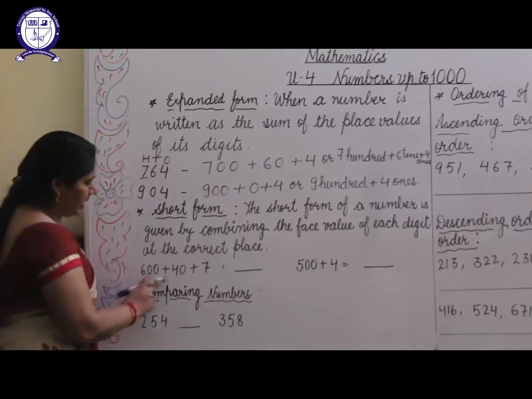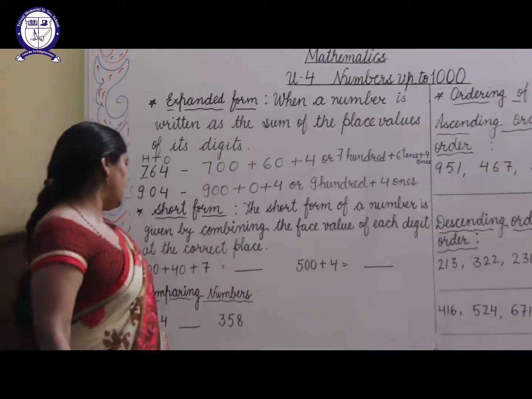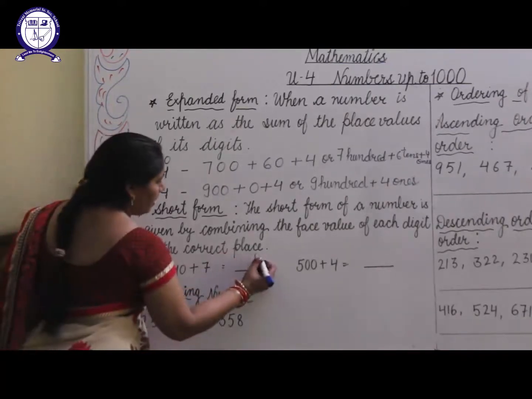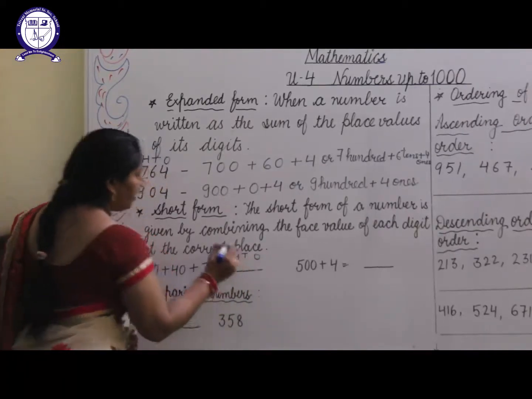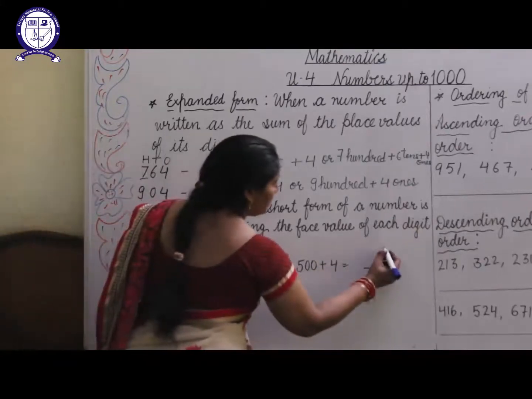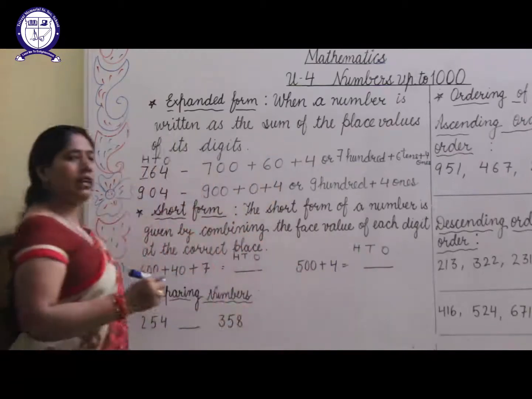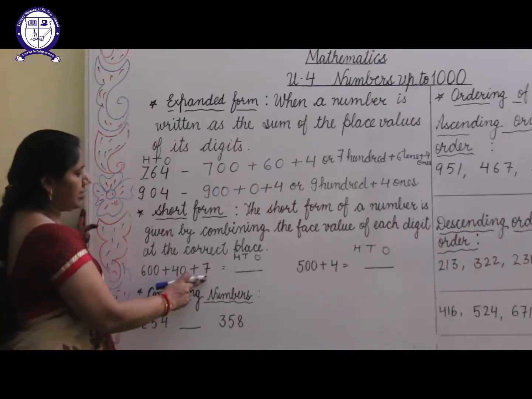So 600 plus 40 plus 7. But what point is there? They are written on the correct place. Means ones, tens and hundreds. All the numbers are written on the correct place: ones, tens and hundreds. Left side of the short form of the number 600 plus 40 plus 7.